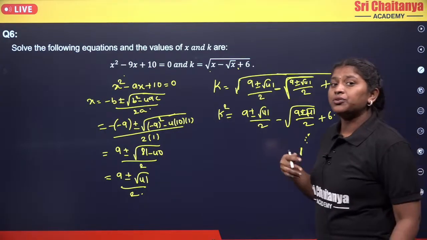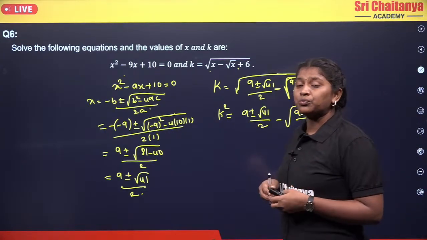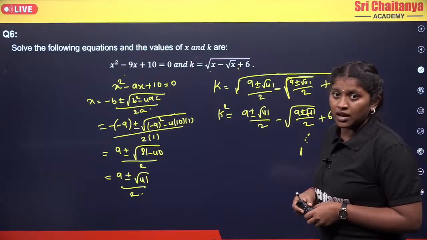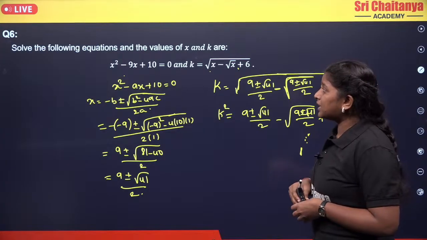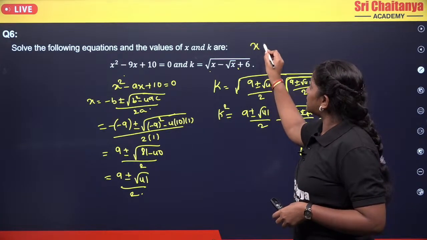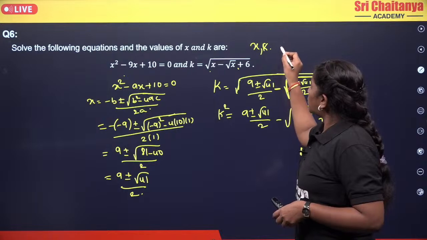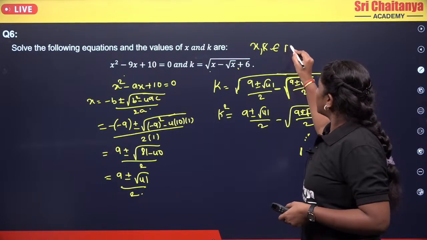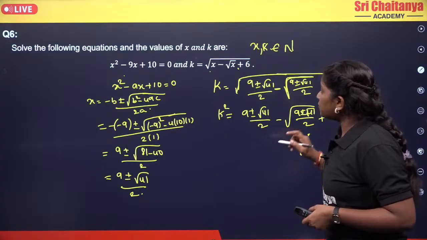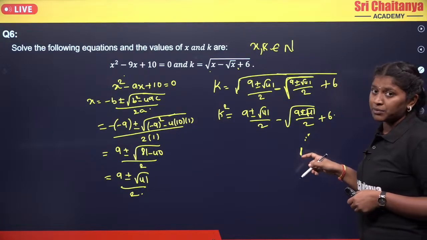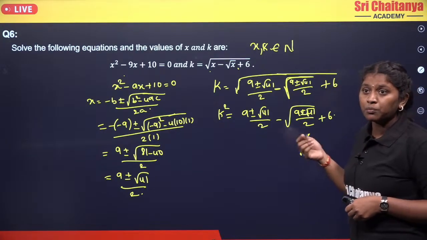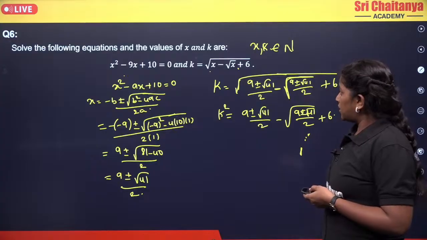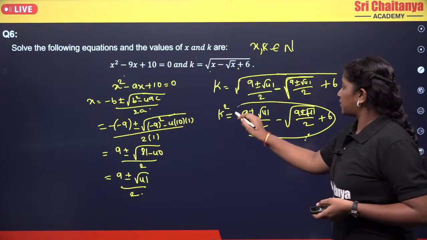And here, if you get your k value as negative, we are just going to ignore the k values. Why? Because the question says that x and k belong to positive integers, like our natural numbers. So for that reason, both x and k values are going to be positive. Clear? I think you can solve this one.